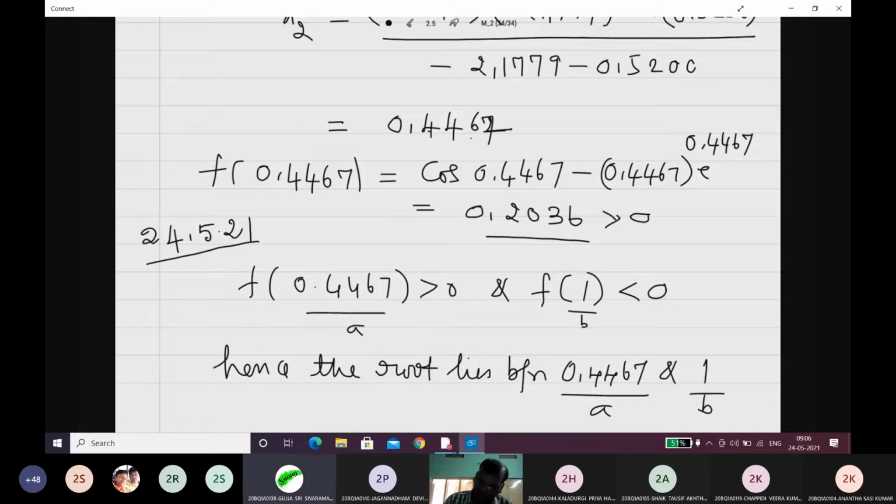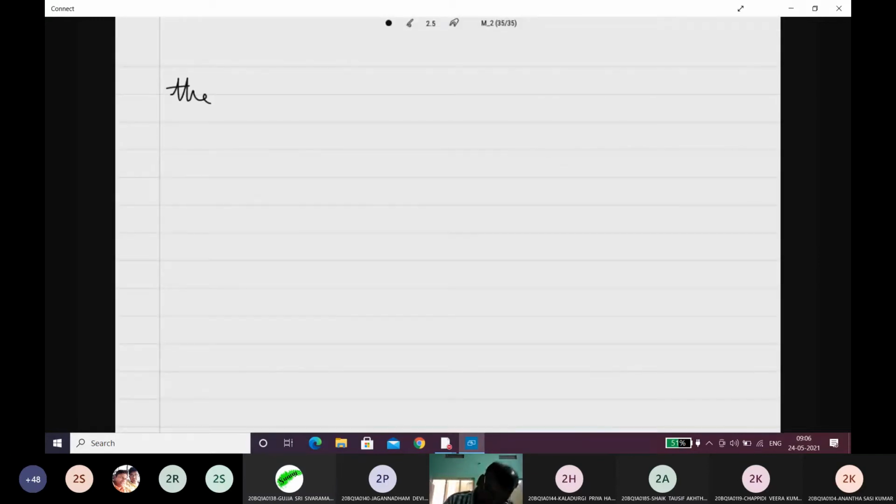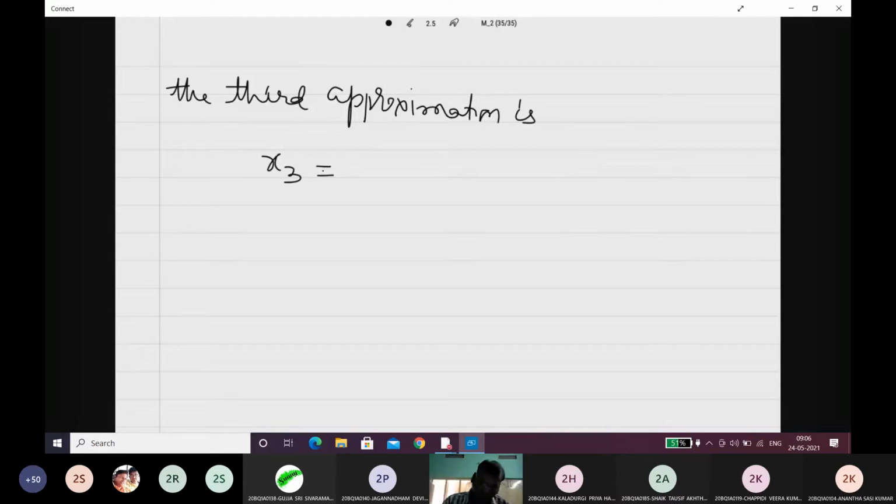Yes, sir. Now the third approximation is x3 is equal to, here a is equal, what is the value of a? 0.4467 into f of b, which is minus 2.1779, minus b value, which is equal to 1, and corresponding a value f of a.